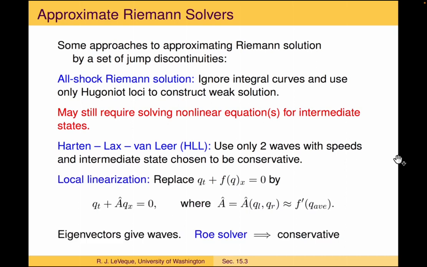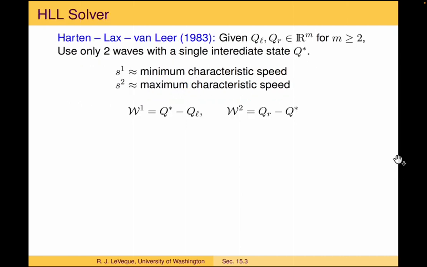And then the second approach that we'll look at a little later is the local linearization, where we replace the nonlinear problem by a linear system, but we define a different matrix A hat at each cell interface based on the values to the left and the right. And A hat should be some approximation to the Jacobian matrix, but there are certain conditions it has to satisfy in order for this to work well. So we'll look at that later. But let's start with this HLL approach.